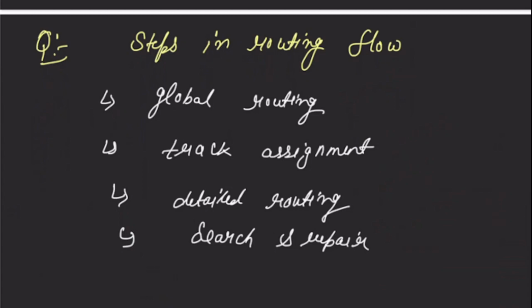Now the next stage is track assignment. Track assignment is the stage where routing tracks are assigned for each global route, and tracks are assigned in the vertical and horizontal directions.